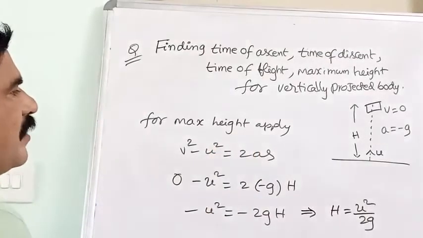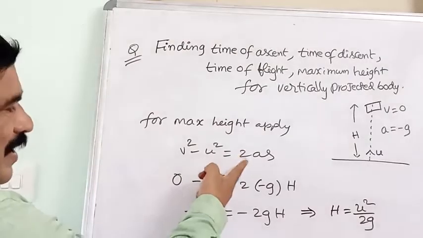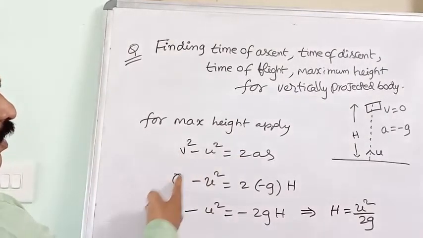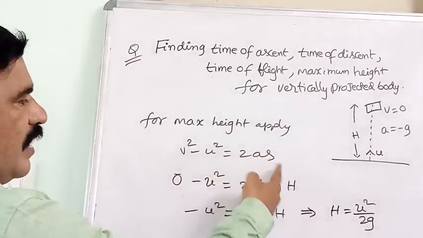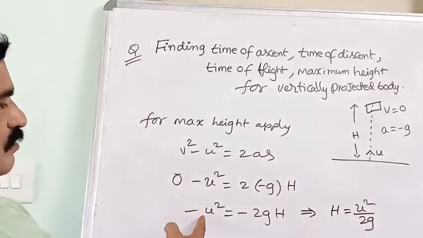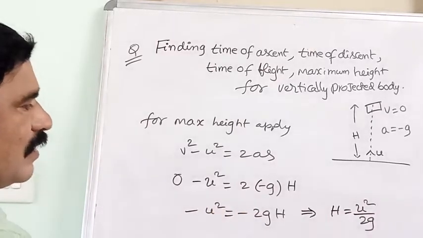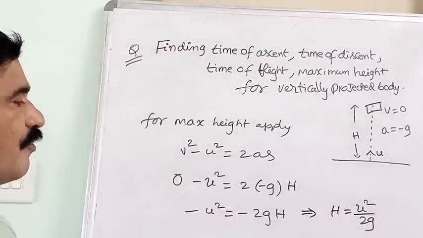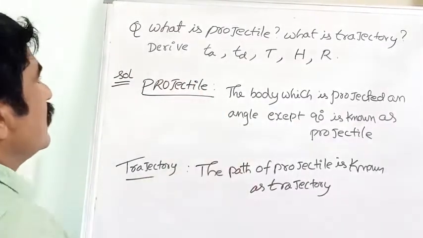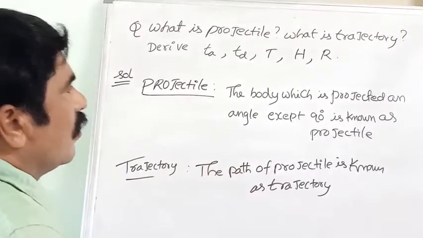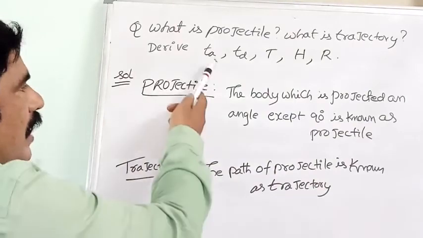For maximum height, you must apply v square minus u square is equal to 2as. V means 0, u only, 2, a is minus g, s is h. That gives minus u square is equal to minus 2gh, minus cancel, we get h is equal to u square by 2g.